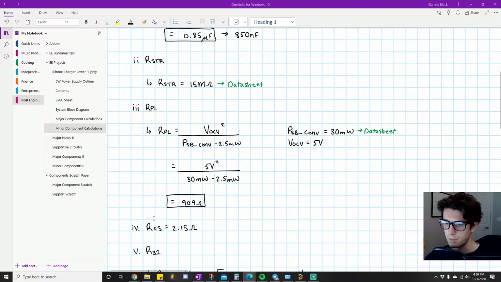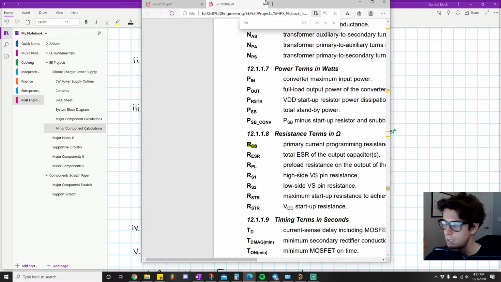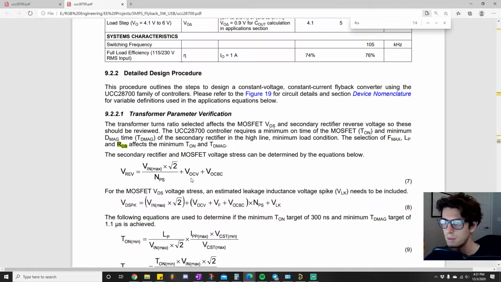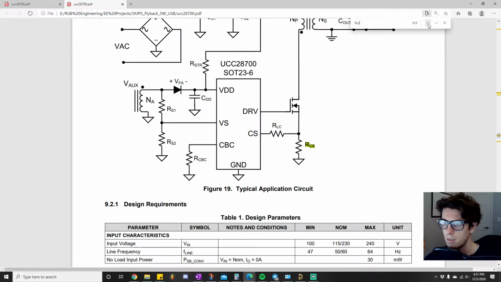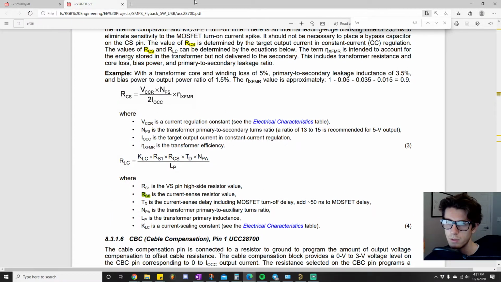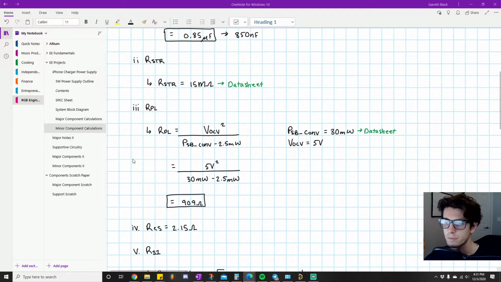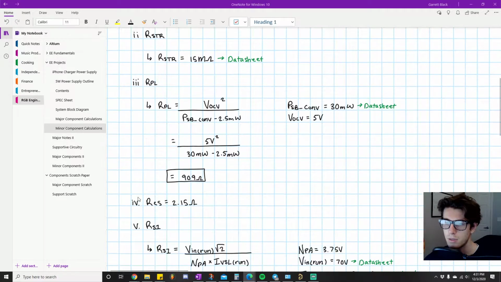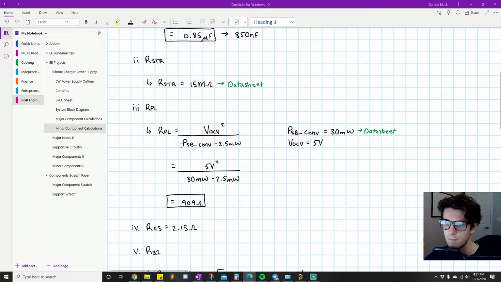In here, I guess we'll even talk about RCS. If you remember a while back, we already solved for this value during the major component calculations, in order to calculate our primary inductance. Hopefully this will refresh your memory: it's the primary current programming resistance. It gives us the equation, so hopefully this looks familiar too. That is what I put for RCS right there. That should cover the next phase of components I want to cover.